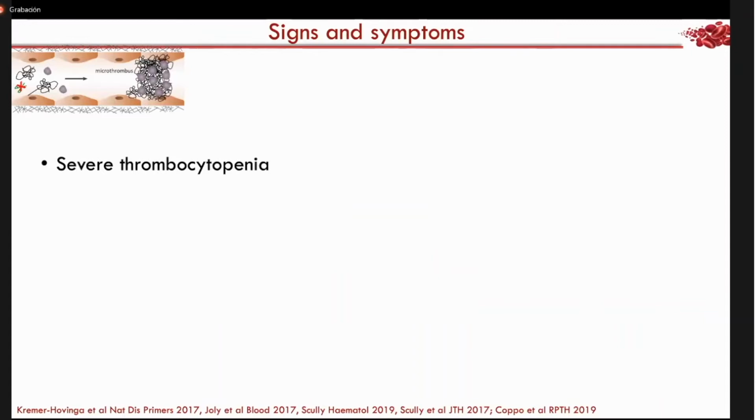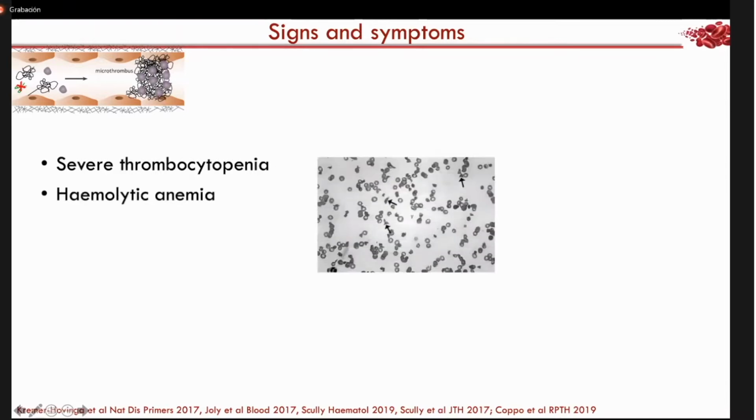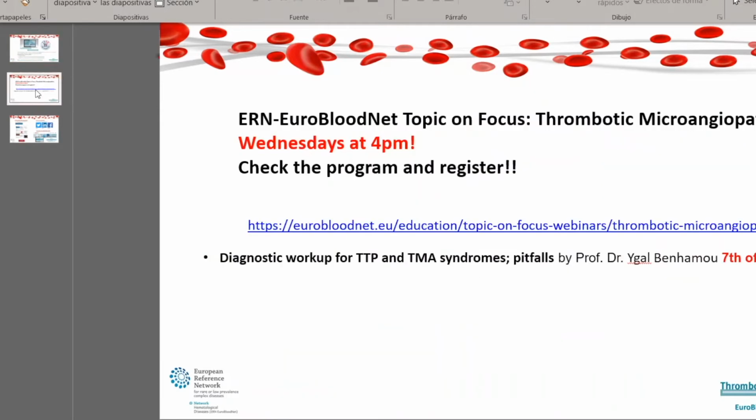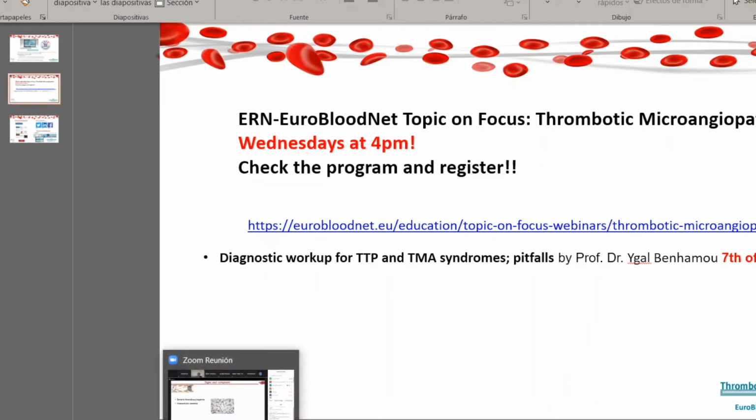So what are the signs and symptoms of TTP? Because of the formation of the microthrombi, the platelets are consumed in these microthrombi, and patients suffer from severe thrombocytopenia. Because the red blood cells are pushed through these microthrombi, patients suffer from hemolytic anemia. The red blood cells rupture, and you can see them here in a blood smear. I hope you can see my cursor, as these little moons that you can observe where the arrows are in the blood smear.